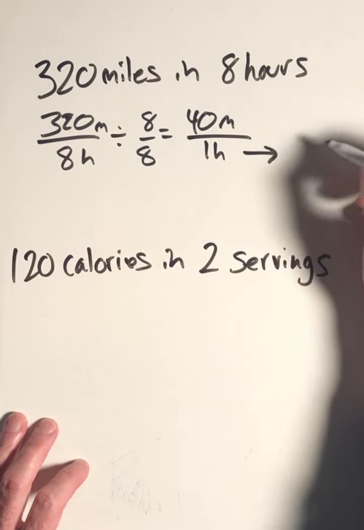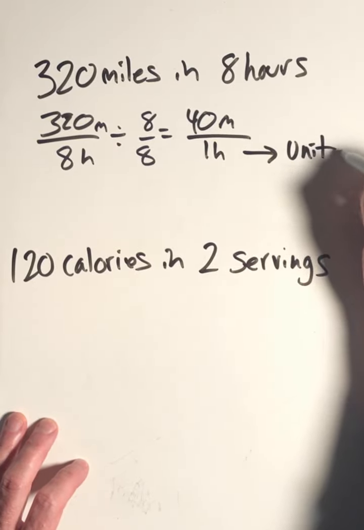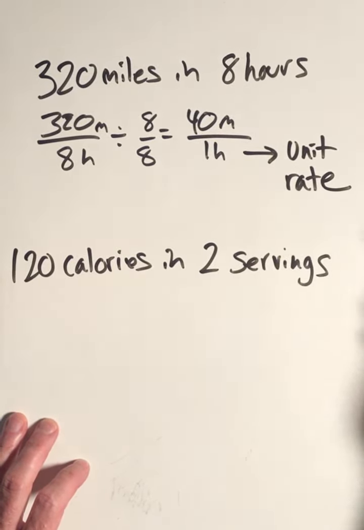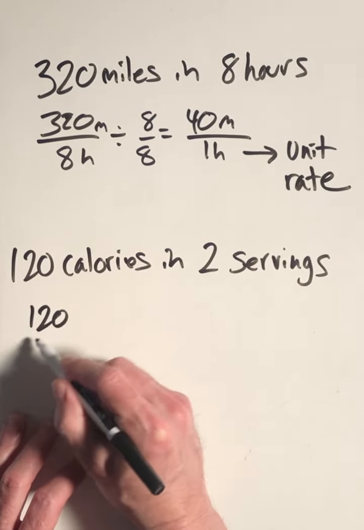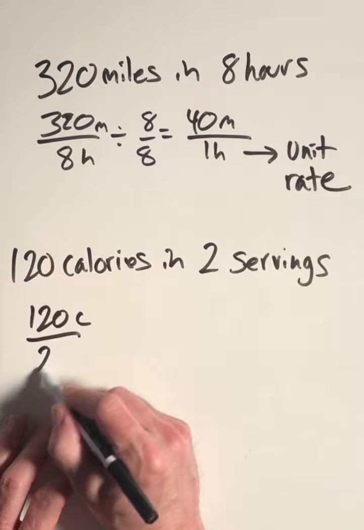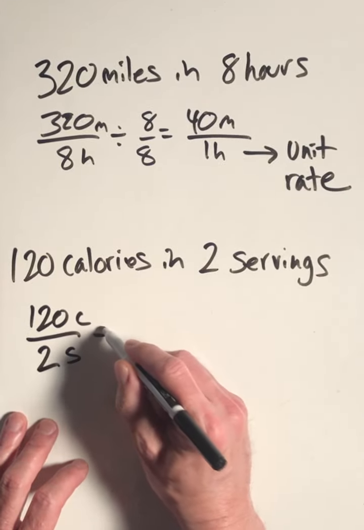Because I have a 1 in the denominator, this is known as a unit rate. We can do the same thing down here. The first number in the ratio is always going to be the numerator in your fraction, and the second number is going to be the denominator.